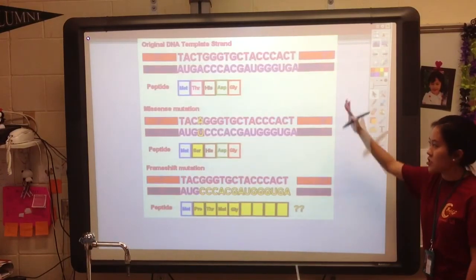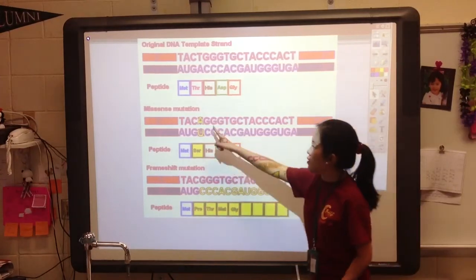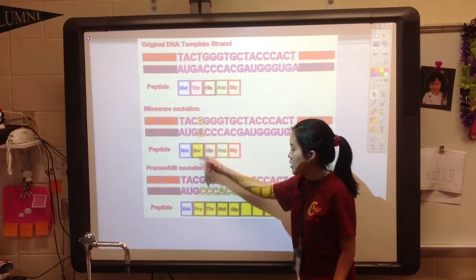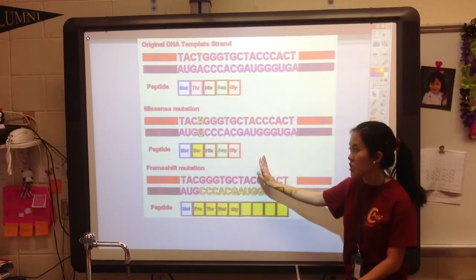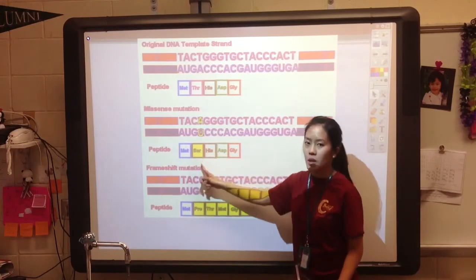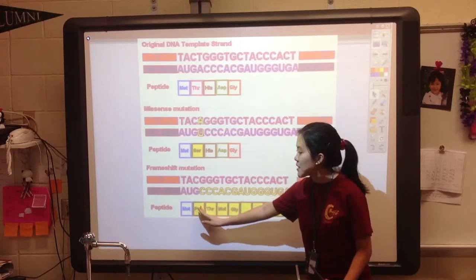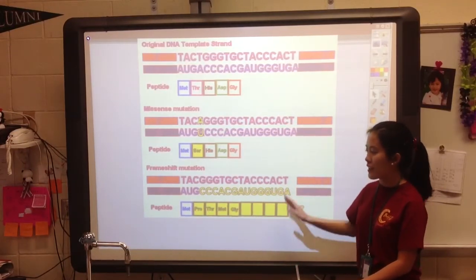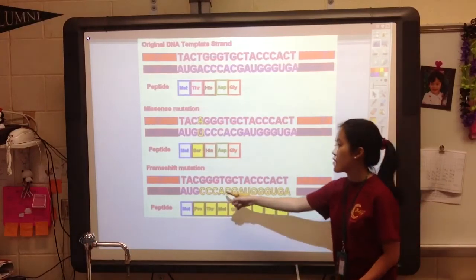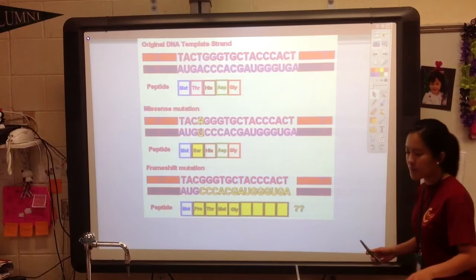Okay. So here's just an overview of that picture again, showing you our point mutation and showing you our frame shift mutation. Notice in the point mutation, we only have one wrong amino acid. But in the frame shift mutation, possibly everything after that deletion or addition, adding an extra or taking away one of those bases, we have wrong amino acids produced.